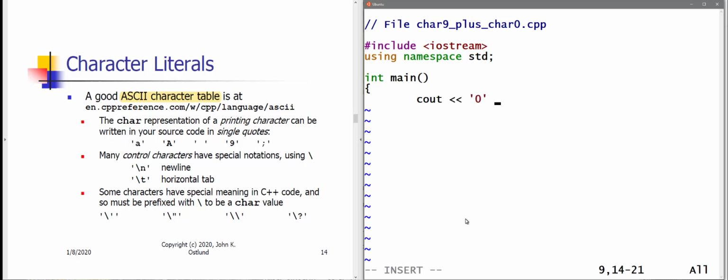Now the way you represent a single character is to use single quotes. If I say single quote a, single quote, that represents the little a. Single quote capital A, single quote, represents the character capital A. Single quote 9, single quote, represents the decimal character 9. And in my program, single quote 0 represents the character 0. Actually, the name of my program is char9 plus char0. So let me change this to a 9. And then I'm going to add character 0. And then we will display a new line.